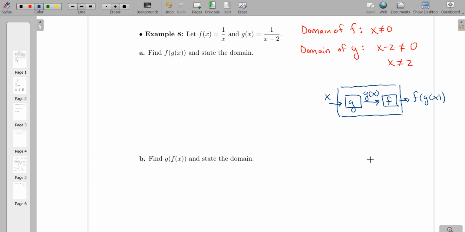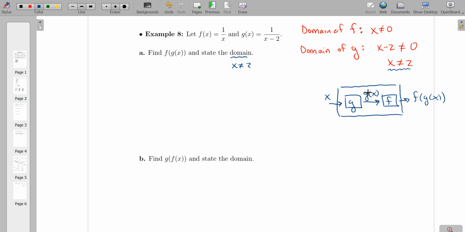All right, so now let's think this through. First, we need to check for, am I sending anything into g that's problematic? Well, we've determined already that x should not be 2. So as I'm stating the domain of f of g of x, we can say x should not be 2.